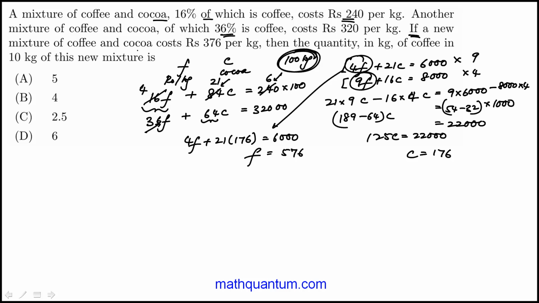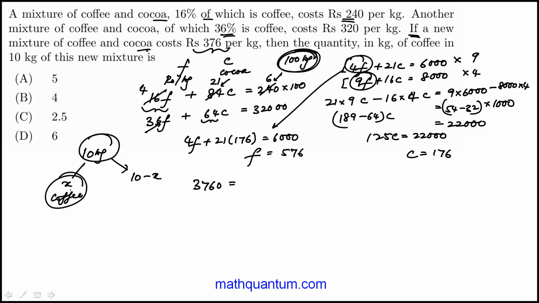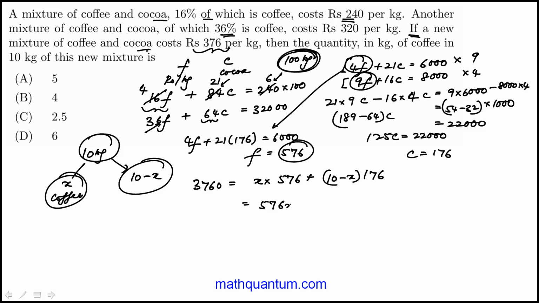And we'll look at this new mixture, which is 10 kilograms. And we need to figure out the amount of coffee. So I'll call that X. That's coffee. Cocoa would be 10 minus X. So 10 kilograms of this at 376 per kilogram would be 3,760 rupees. And then X kilograms of coffee would be X times the price per kilogram. And then same thing with the cocoa, 10 minus X times 176. So distribute that plus 1760.